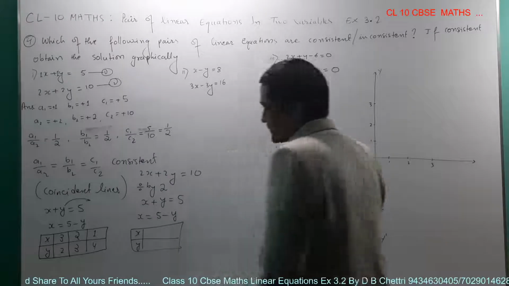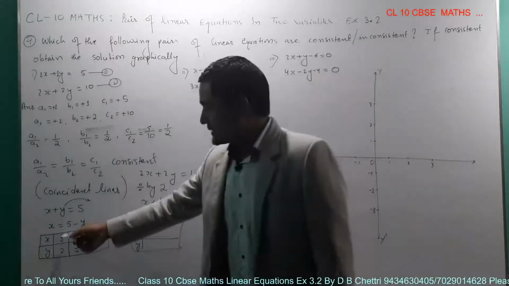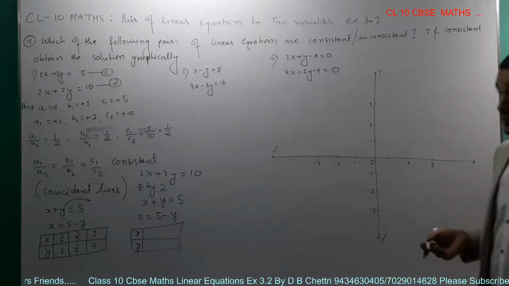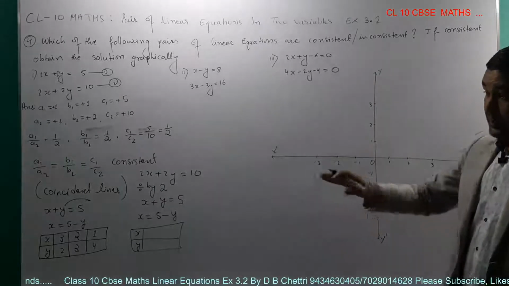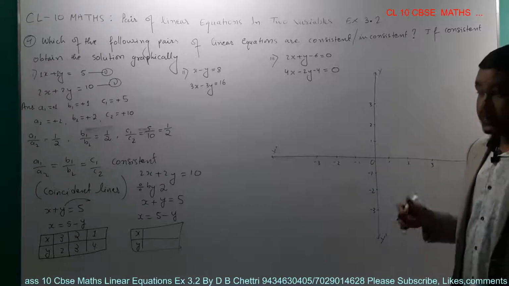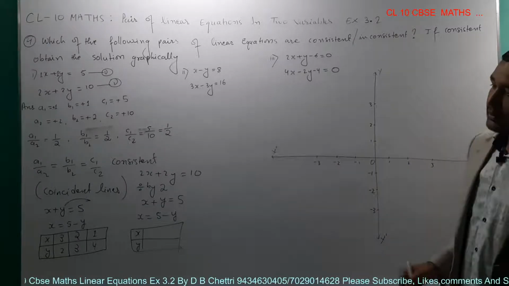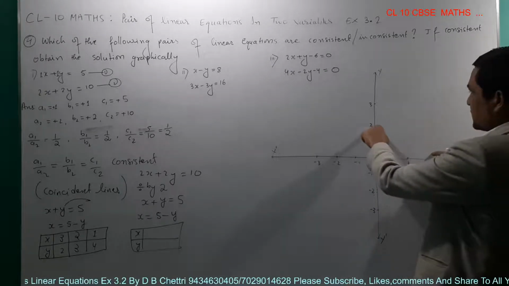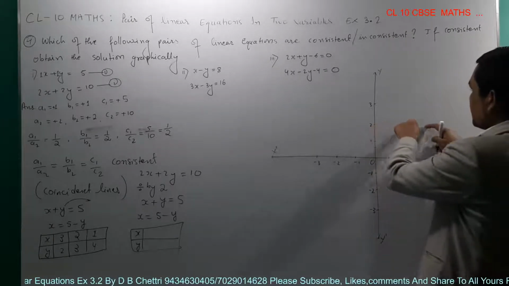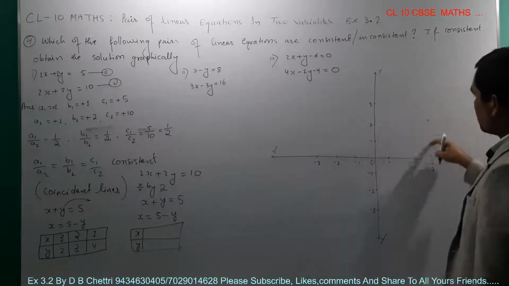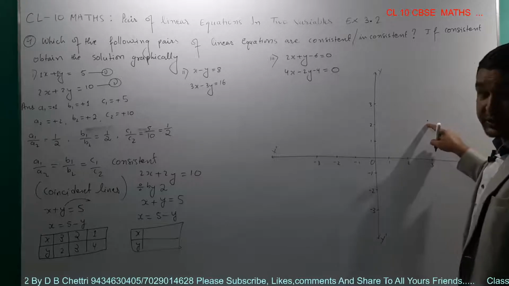Now plot the points. The first point, x is 3, y is 2. We already know how to plot points on a graph, so I am going to do it directly. If you want to know the basics, please see the previous session's video. Now x 3, y 2. Draw lines from both values, and where they intersect, that is the required point.